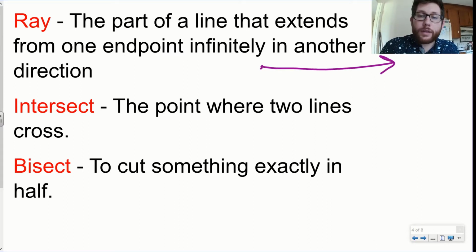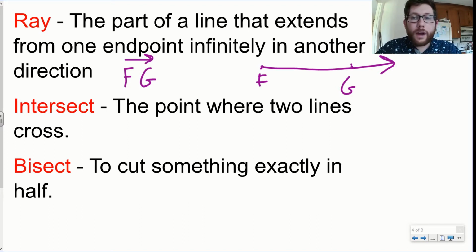It's got one endpoint, we'll call this F. We'll call this G. It's got one endpoint, and then the arrow goes off on the other one. And so it goes on infinitely, but only in one direction, not in both directions. If you're thinking this through, you should be able to figure out that FG would be the name of my ray, and I would put a ray right over top.